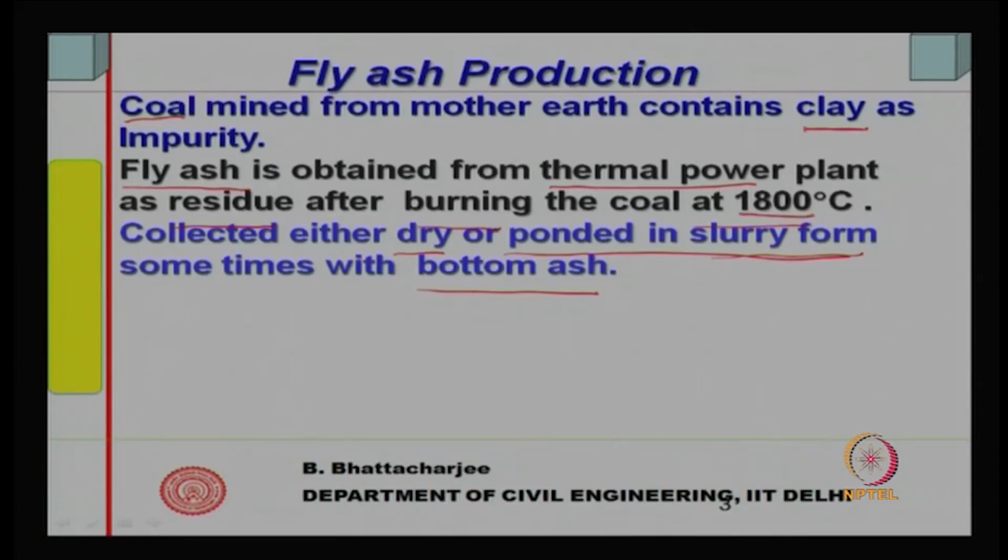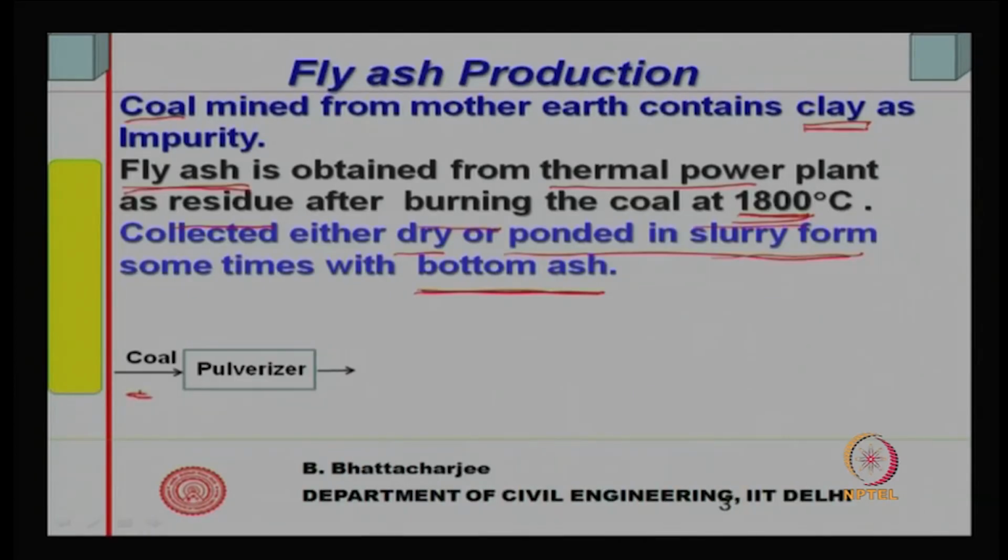In fact, the clay which is heated up together with the coal produces this ash which flies away, and some portion of the ash goes to the bottom of the furnace, that we call bottom ash. So, we have fly ash and bottom ash. Fly ash generally goes above, collected through the chimney, through electrostatic precipitators, and bottom ash remains at the bottom. So, let us see the process.